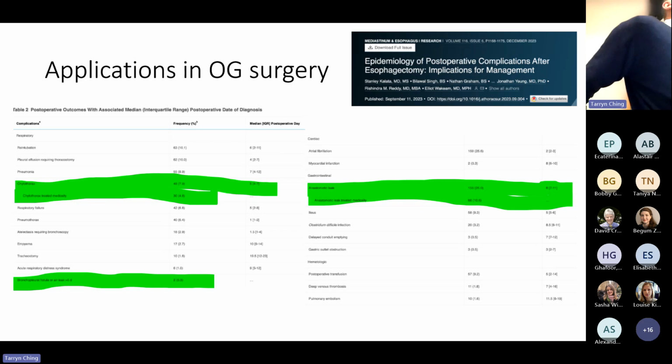Bronchopulmonary fistula, meaning injuries of the airways, although a very rare complication, can be a catastrophic one. And on the right, you will see anastomotic leaks that, in the literature, have been reported from up to 25% to less than 10%.